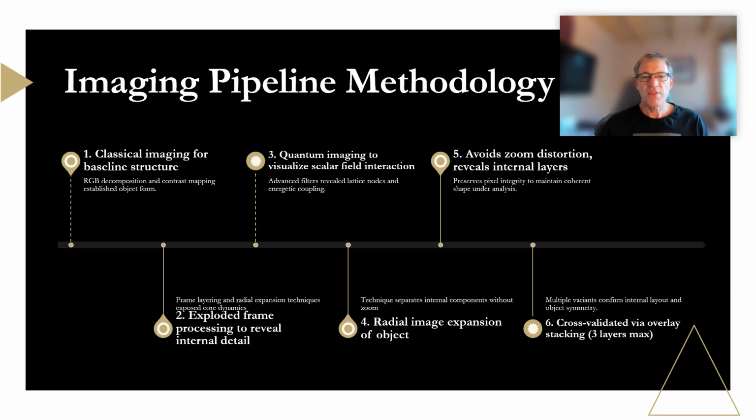In terms of methodology, we use quite a standard process now for looking into UAP, and that's the classical imaging for baseline structure. That's your red, green, blue decomposition and contrast mapping to establish the form of the object. We then look at exploded frame views to reveal internal detail. So that's frame layering and radial expansion techniques to look at core dynamics.